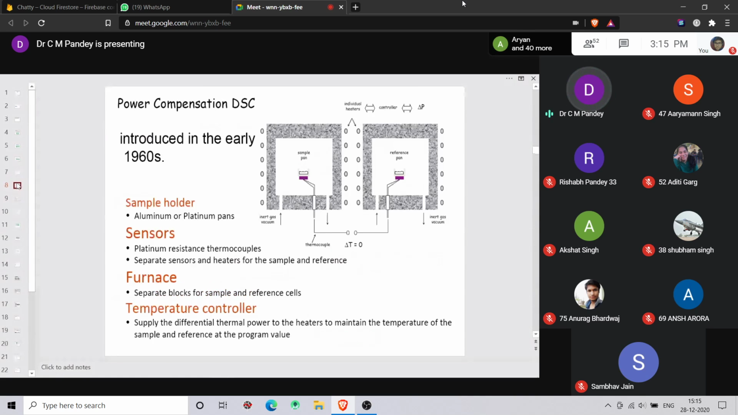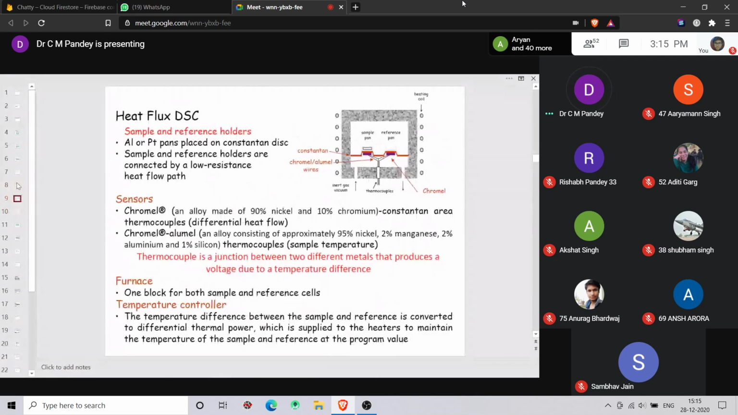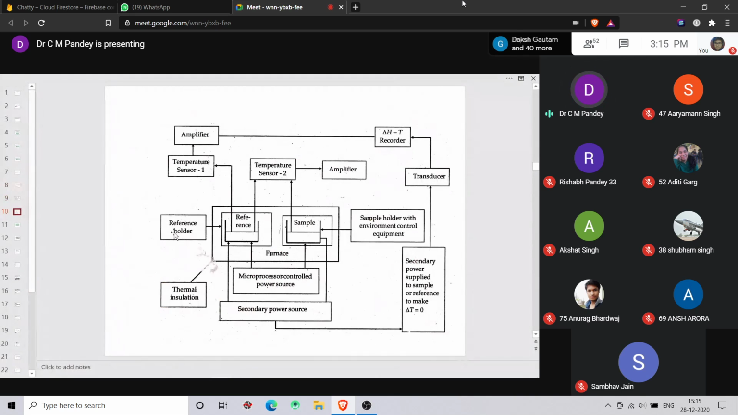So in detail, we will study how heat flux DSC works. So this is a pictorial representation of heat flux DSC. Here you will see that the reference pan and a sample pan both are kept in a furnace that is thermally insulated, and these sample holders are kept in an environment control equipment. And both this reference pan and the sample pan are connected with temperature sensors, and the furnace is connected with a microprocessor controlled power source.